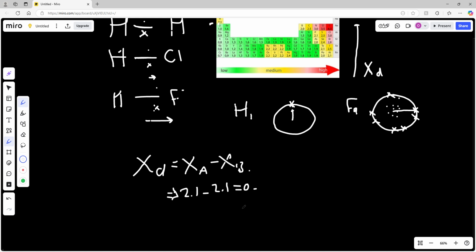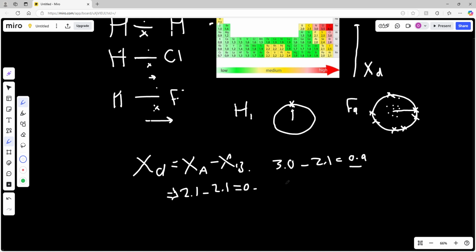If we then look at the difference between hydrogen and chlorine, it's 3 for chlorine minus 2.1 for hydrogen, which equals 0.9. Okay, this means that there's a difference in electronegativity, which means that it's a polar molecule.